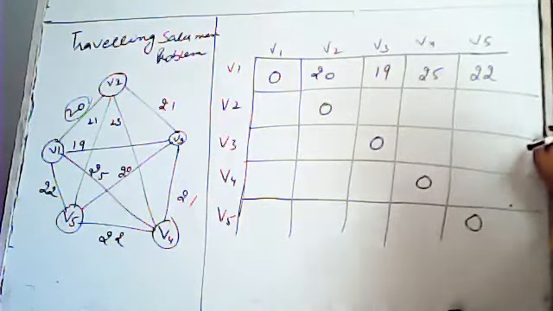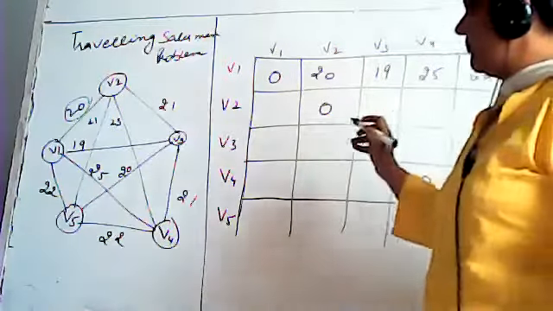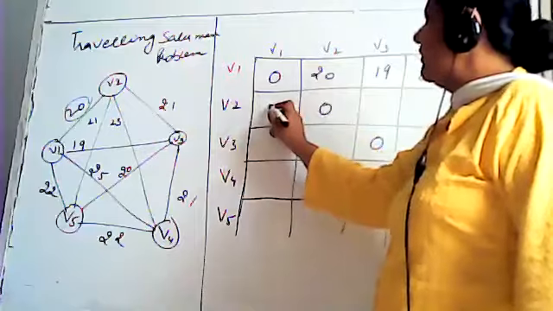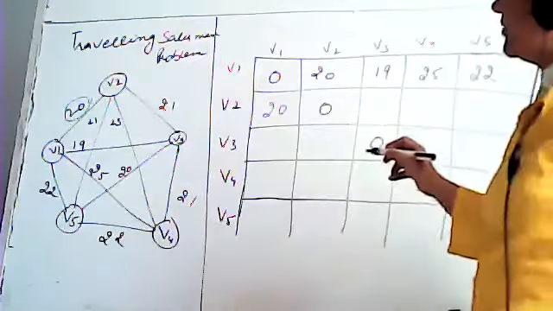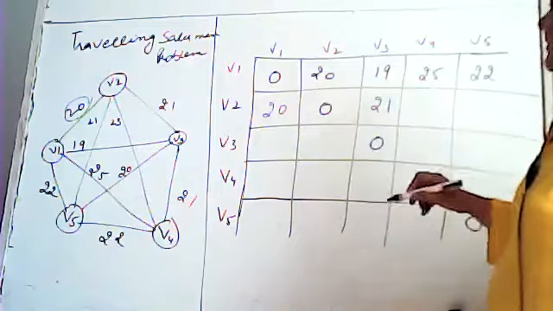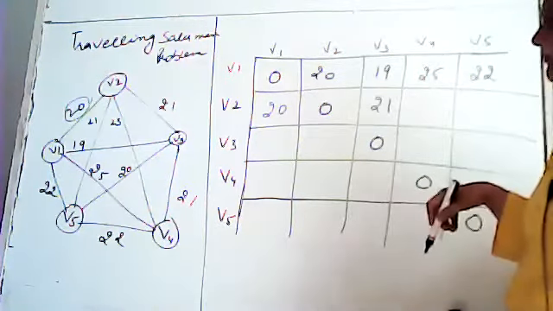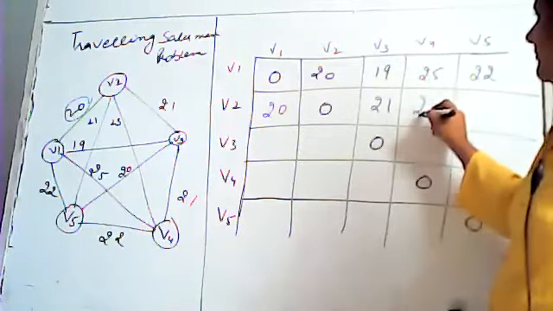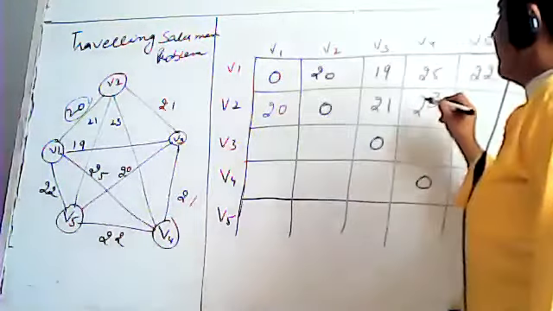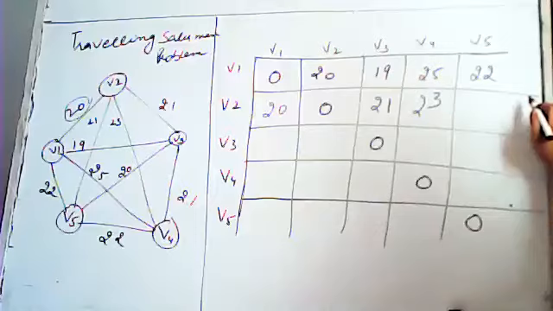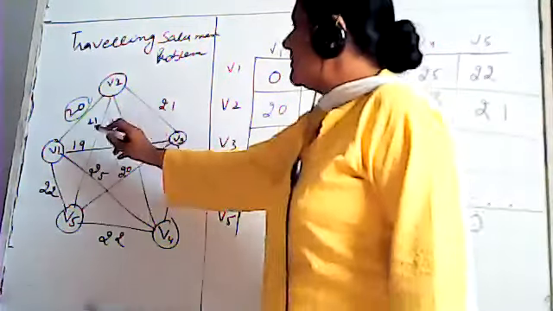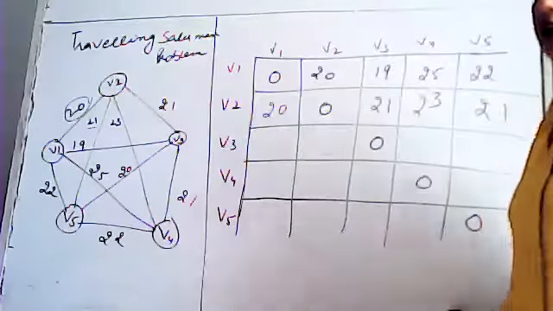Okay, now you tell me what is from V2 to V1. If V1 to V2 is 20, then V2 to V1 is also 20. Then V2 to V3, how much? 21. Then V2 to V4, it is 23. Then V2 to V5, 21. See, this is the line. V2 to V5 is 21.